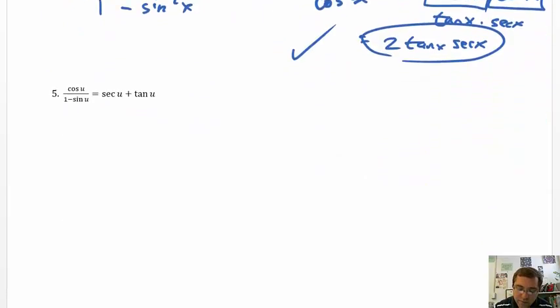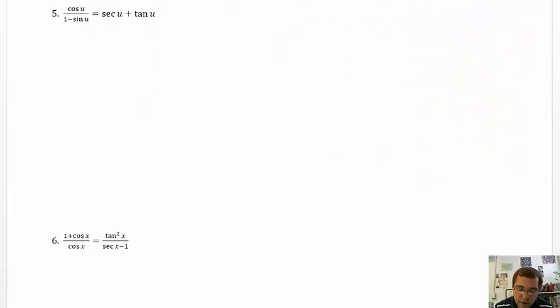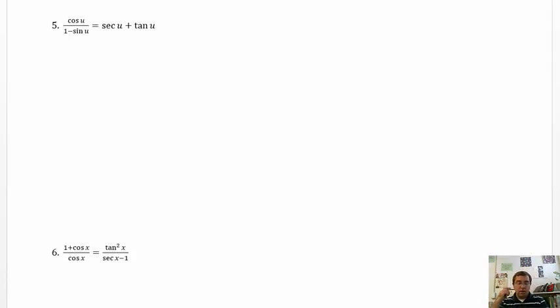Number 5. Cosine of u over 1 minus sine u equals secant u plus tangent u. Again, I think adding and subtracting is more complicated than multiplying and dividing. So I'm going to start with the right-hand side. Now I could get there if I started with the left-hand side, but that one's a little tricky. We're going to start with the right-hand side. Secant of u plus tangent of u.